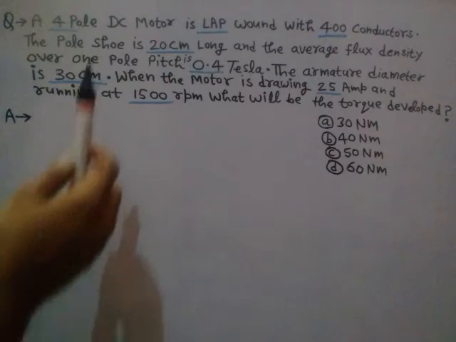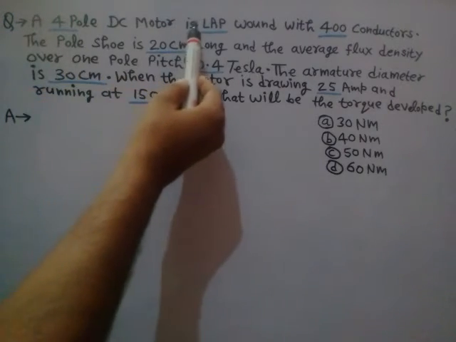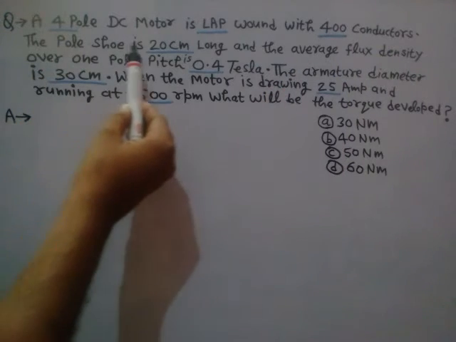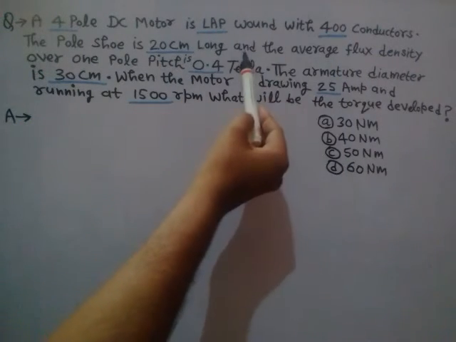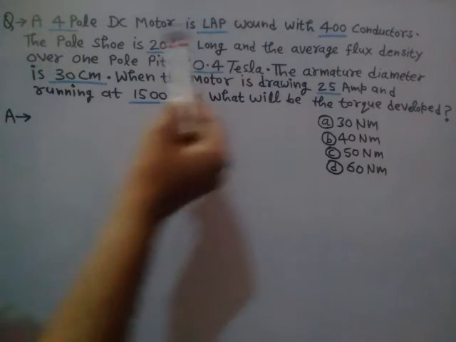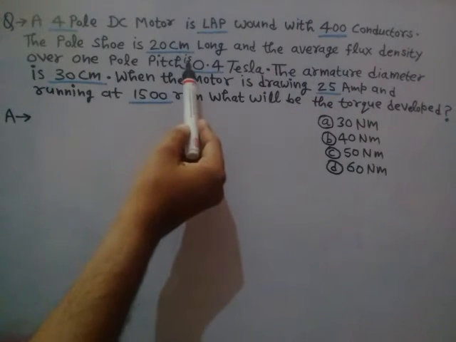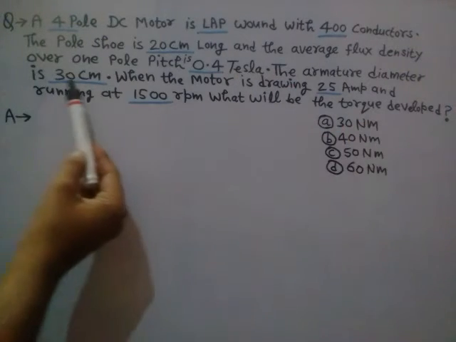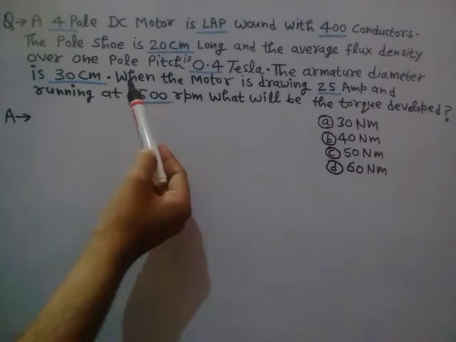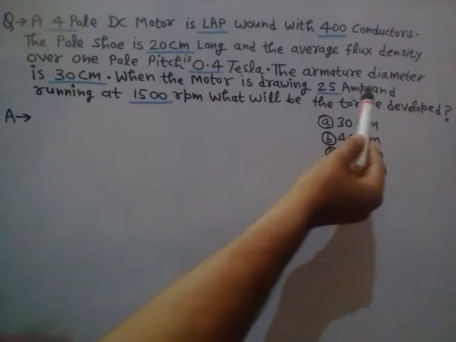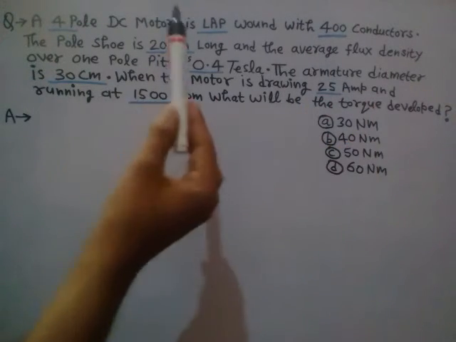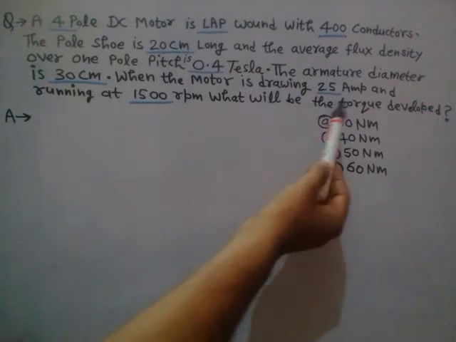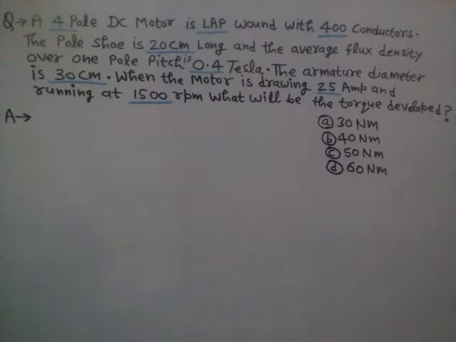So I repeat the question. A 4-pole DC motor is lap wound with 400 armature conductors. The pole shoe is 20 centimeter long and the average flux density over one pole pitch is 0.4 Tesla. The armature diameter is 30 centimeter. When the motor is drawing 25 ampere and running at 1500 rpm, then what will be the torque developed?